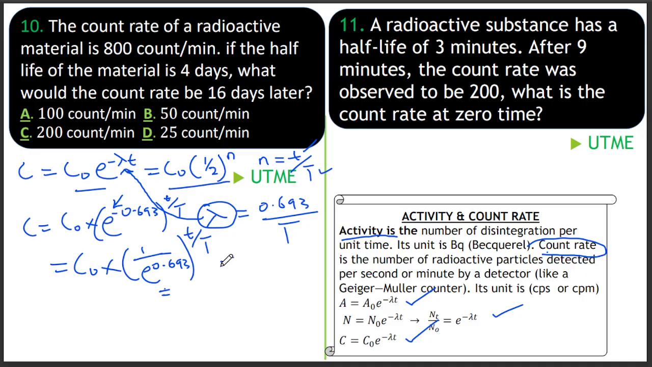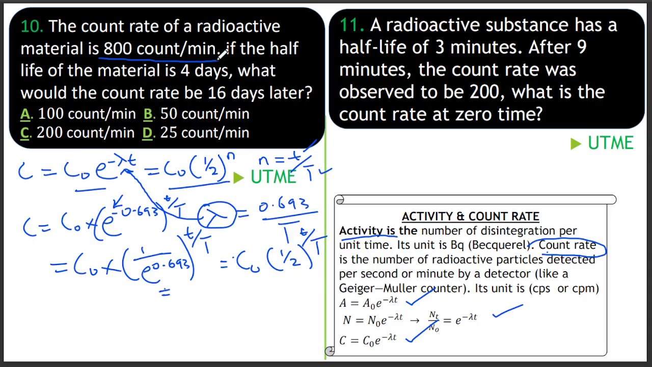So, of course, you now get C naught times 1 over 2, raised to power small t over capital T. I hope this is clear. Okay, so let's now answer the question.